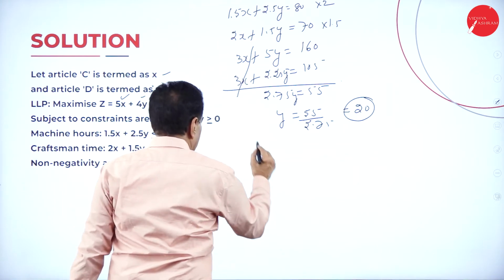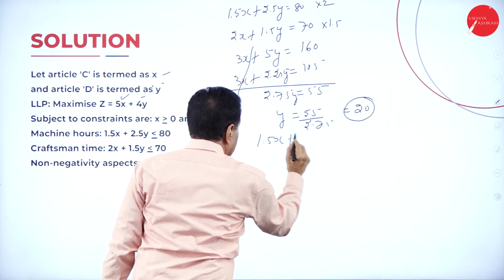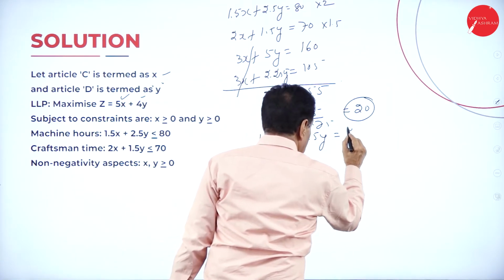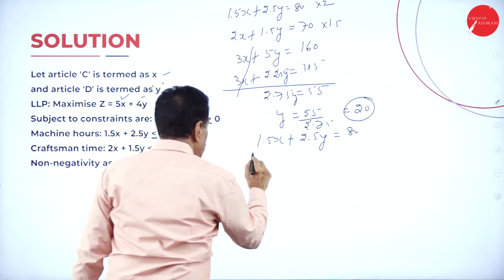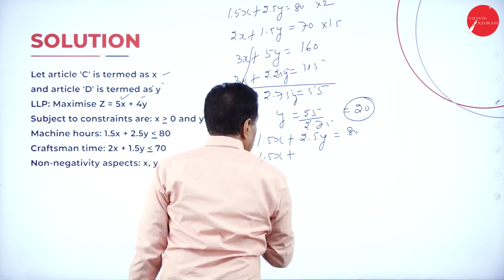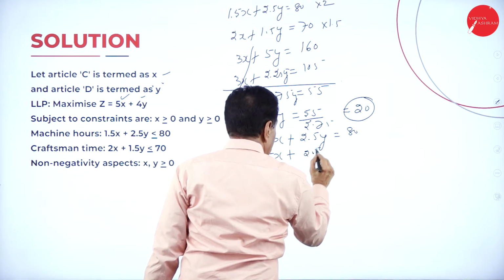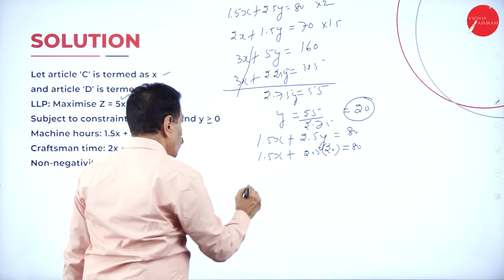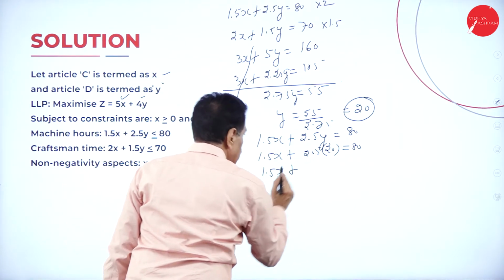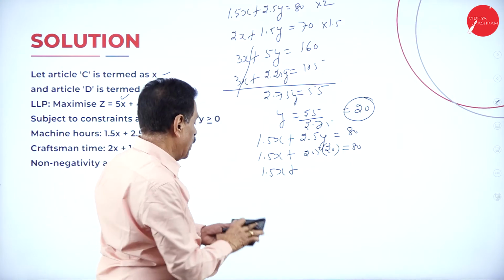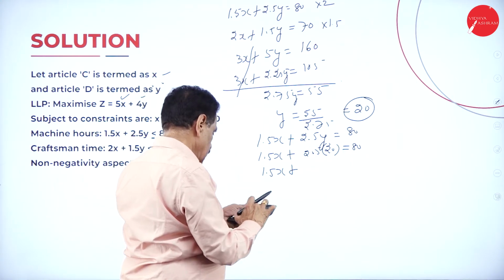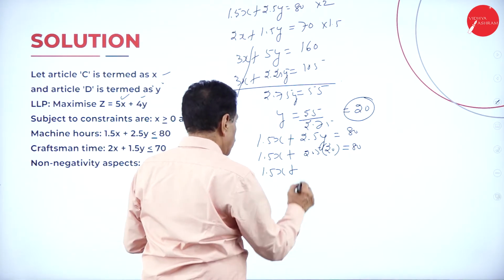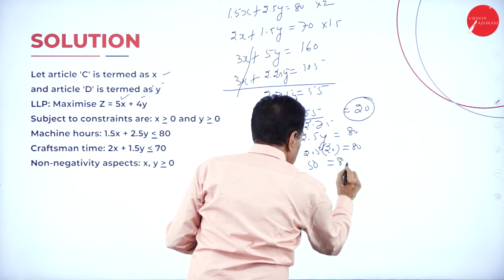You take the first equation, 1.5x plus 2.5y is equal to 80. 1.5x plus 2.5 into 20 is equal to 80. 1.5x plus 2.5 into 20, 50 is equal to 80.